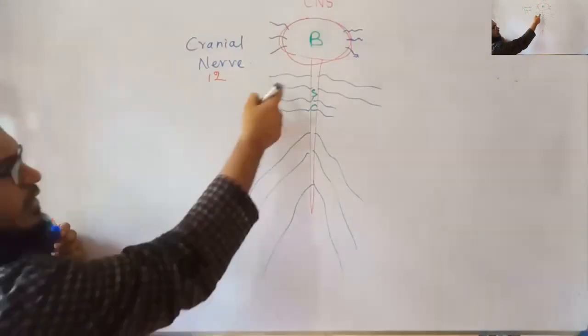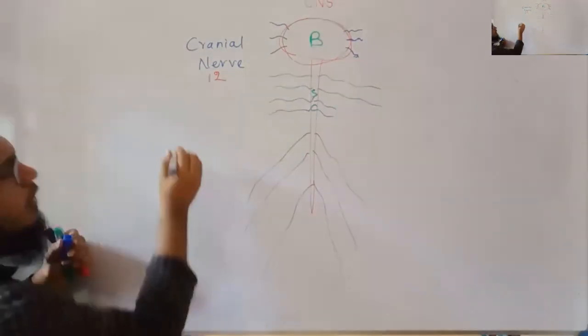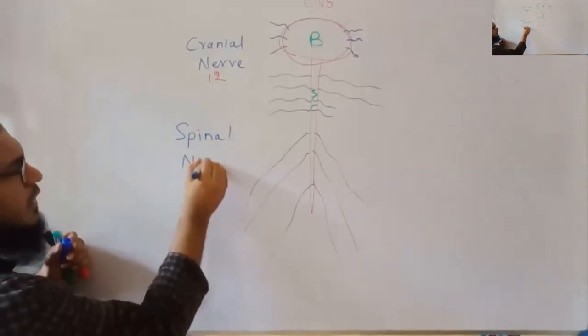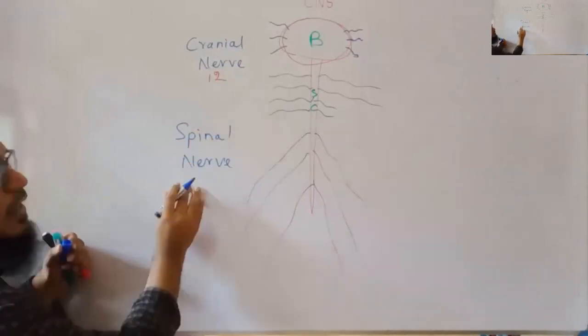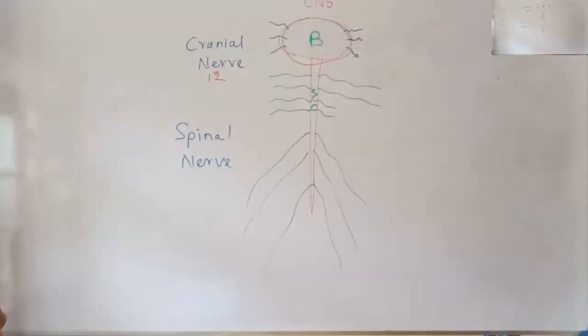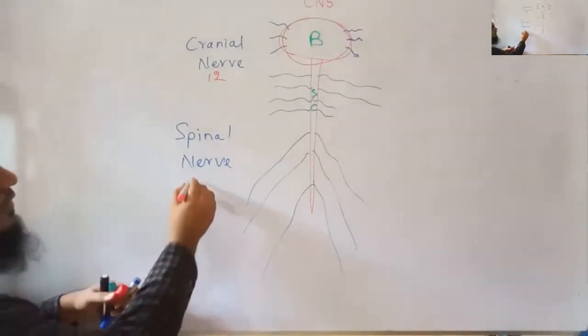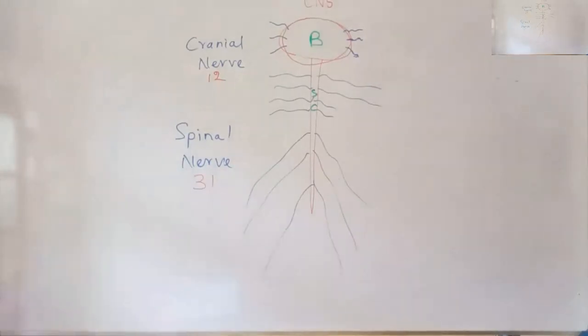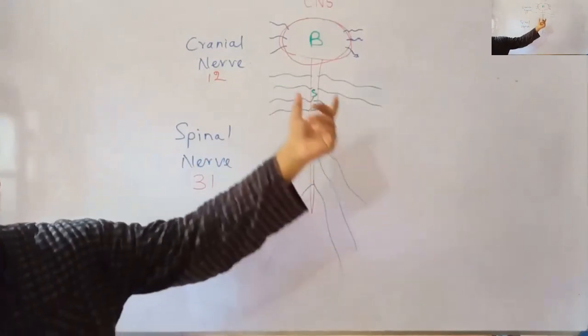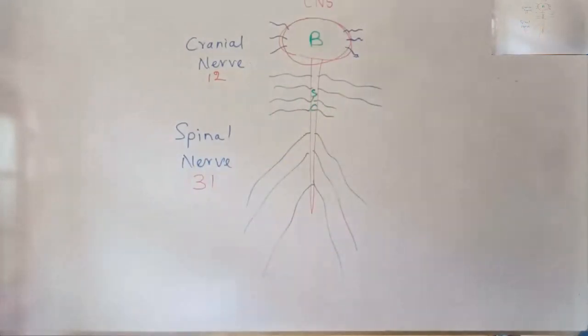Then the nerves which are coming from the spinal cord are known as the spinal nerves. Very simple. Spinal cord, spinal nerves. From the brain, cranial nerves. From the spinal cord, you have 31 pairs. That means 62 nerves. Right side 31, left side 31. Therefore, we are calling it 31 pairs of spinal nerves.